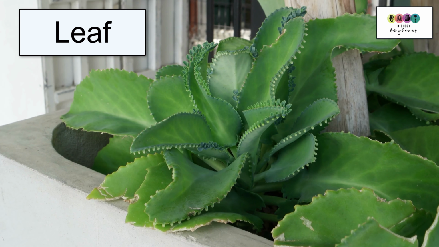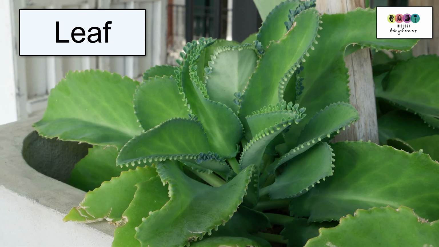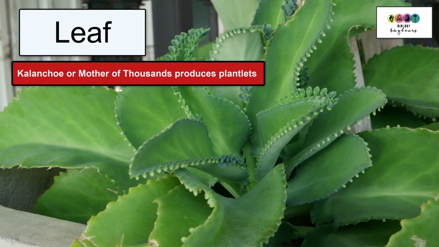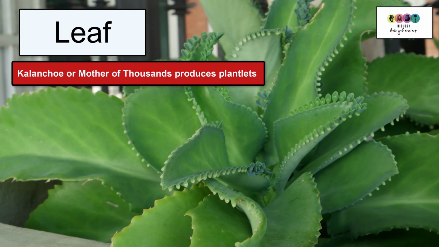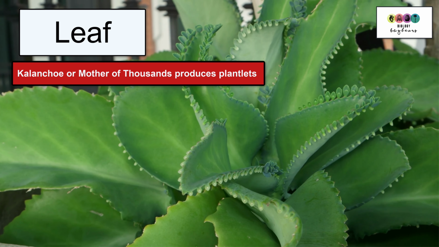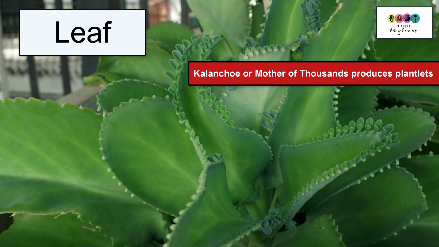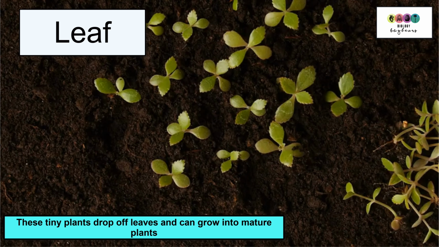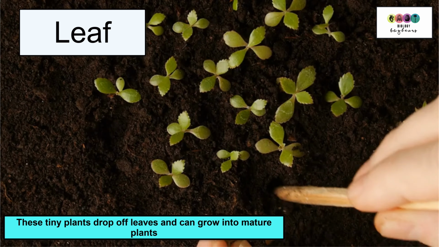So the final example of natural vegetative propagation involves the leaf. Some plants, like the calico plant, are commonly known as the mother of thousands. It produces tiny little plantlets around the edge of the leaves. You can see them here in the film. And these little plantlets can drop off or be removed and planted into their own soil, giving rise to new mature plants.